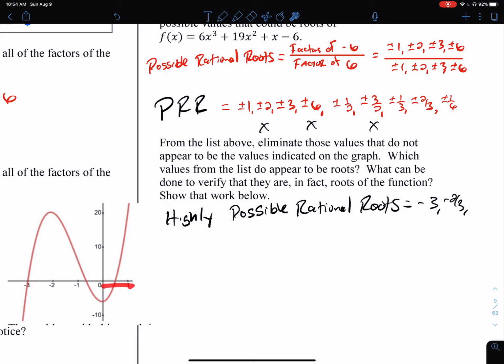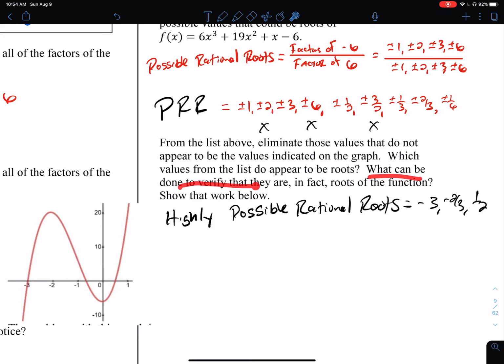We need a root between 0 and 1. That would be a half. Looks like it could be very likely a half. Doesn't look like it would be a third. Doesn't look like it's 2/3. Doesn't look like it's a sixth. I'm pretty confident it's a half. Now, it might not be a half. It's possible that it's none of these, because these could be irrational roots. The rational root theorem helps you find rational roots.